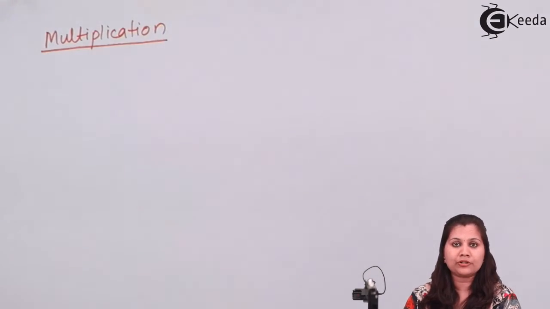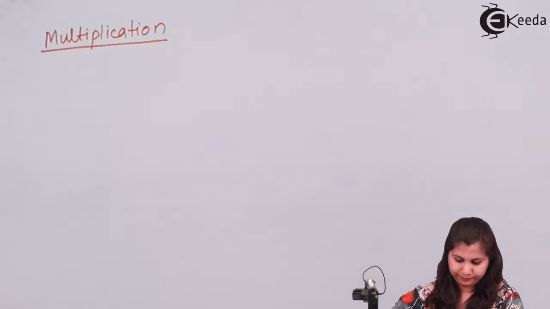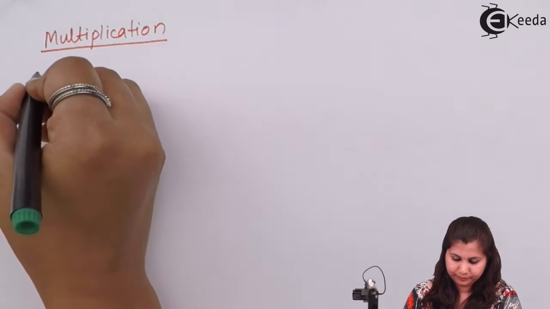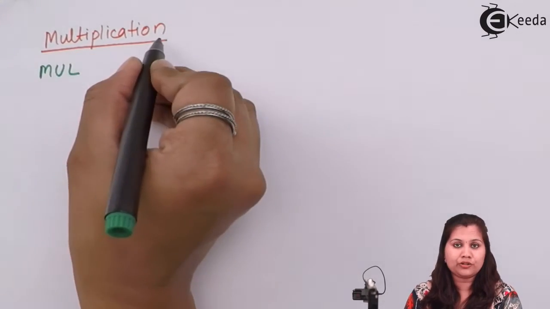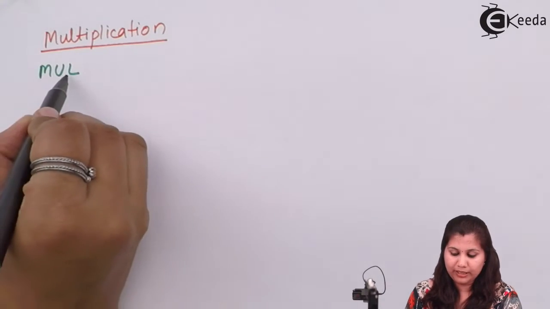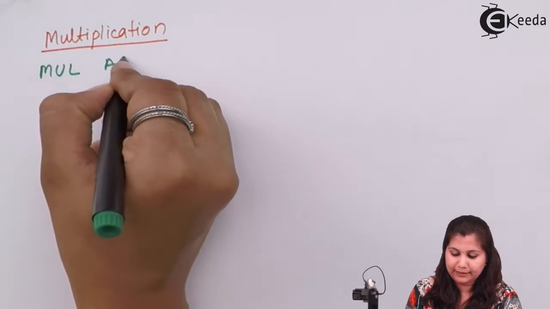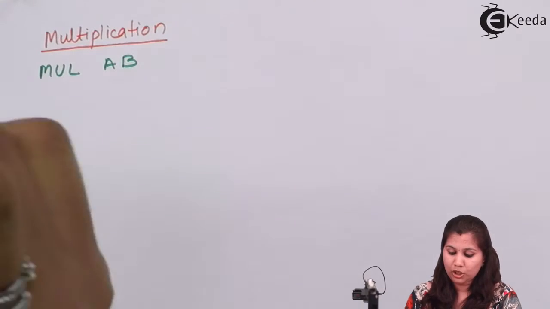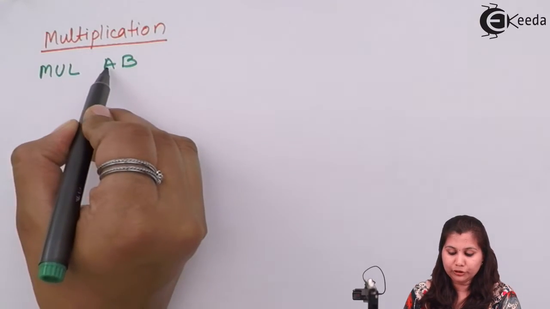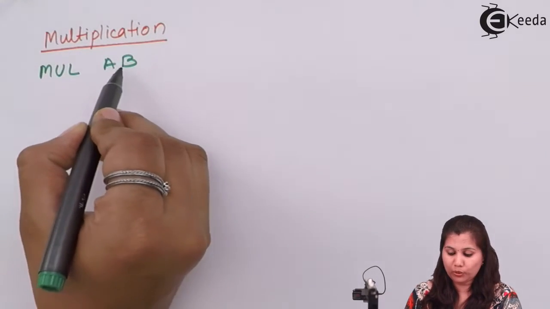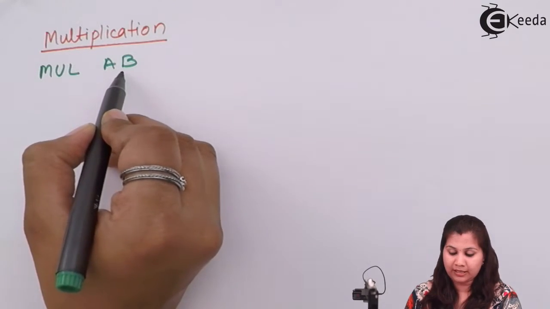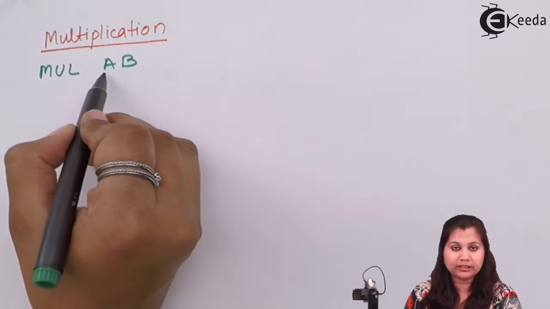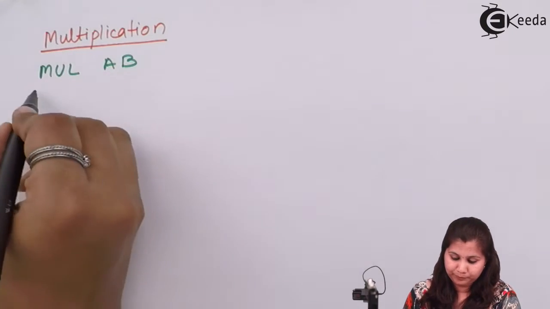Now for multiplication also we will require two 8-bit numbers. For multiplication, we have only one instruction, MUL AB. This is going to multiply the two 8-bit numbers which are stored in the accumulator A register and the B register, and the result is stored in the accumulator.